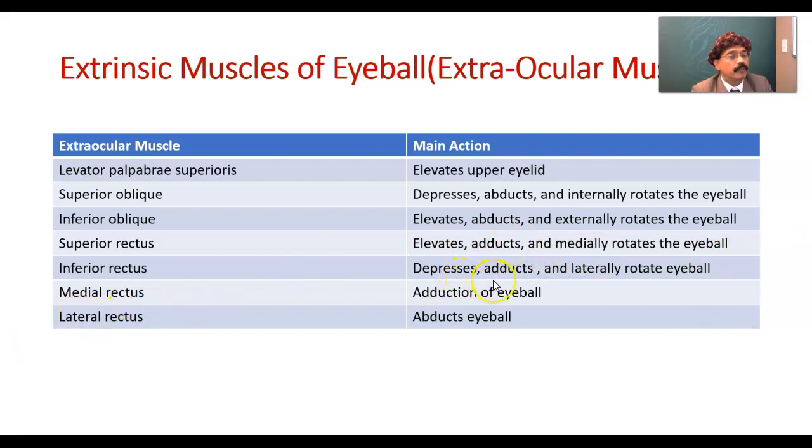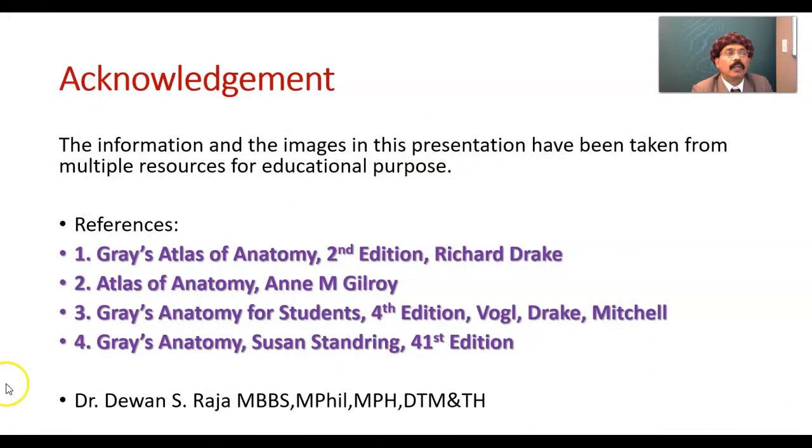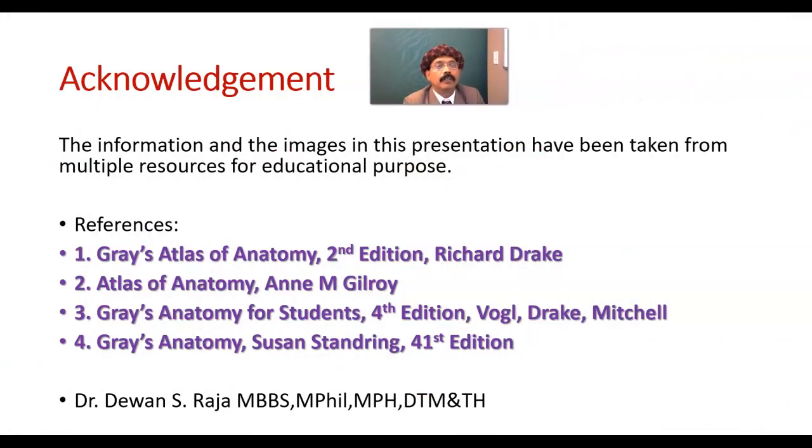Inferior rectus depresses and adducts. So these two recti are adductors, and the superior rectus medially rotates the eyeball. Inferior rectus laterally rotates the eyeball. Medial rectus: its function is adduction of the eyeball. Lateral rectus abducts the eyeball. And that's all about the anatomy of the extrinsic muscles of the eyeball.